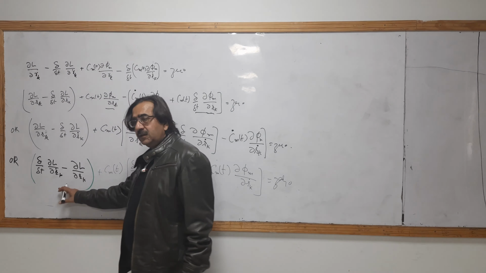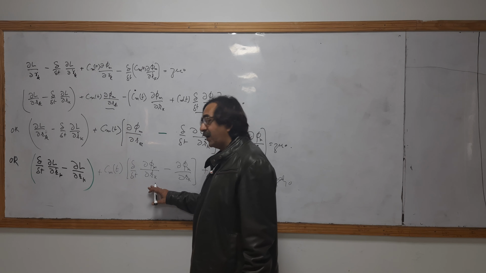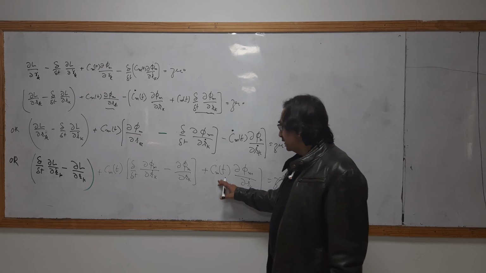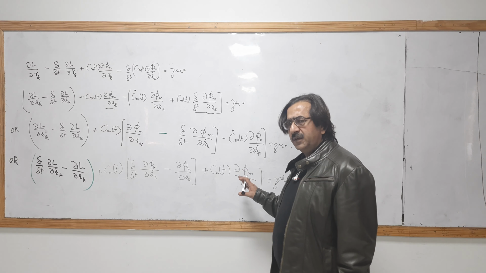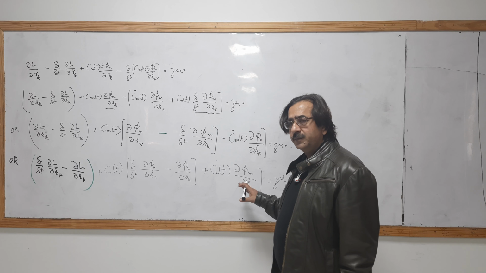Euler-Lagrangian form of Lagrangian, Euler-Lagrangian equation in the form of phi m, and derivative of Cm and derivative. And I think it is more easy to remember.